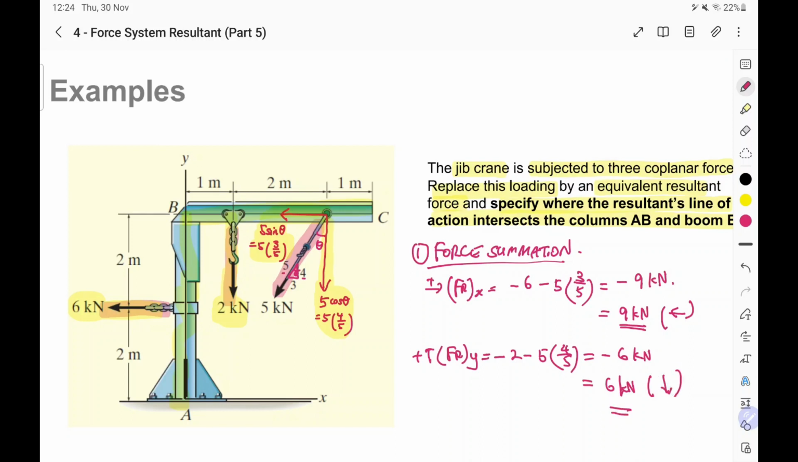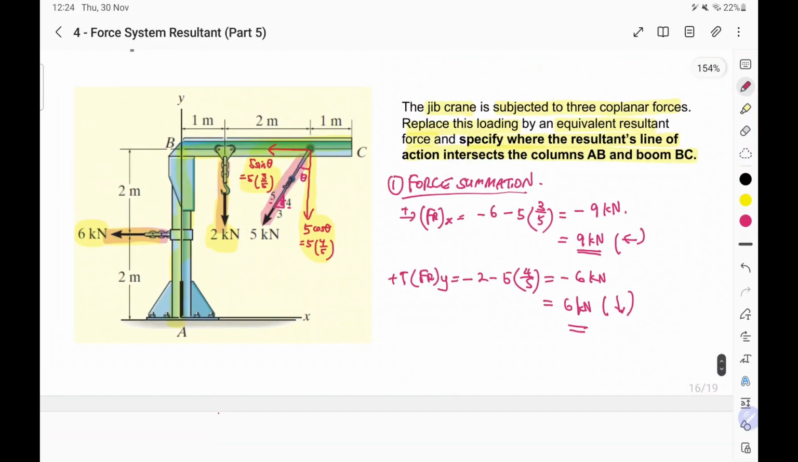Okay, so let's say if I were to plot the resultant force, the resultant force in the x direction is pointed to the left, which has a magnitude of 9 kilonewton, and the resultant force in the y direction, sorry, is pointed downward. Okay, sorry, let me just delete this again. Okay, the resultant force in the x is 9 kilonewton pointed to the left, and the resultant force in the y is pointed downward with a magnitude of 6 kilonewton.